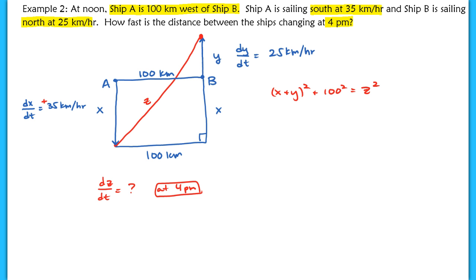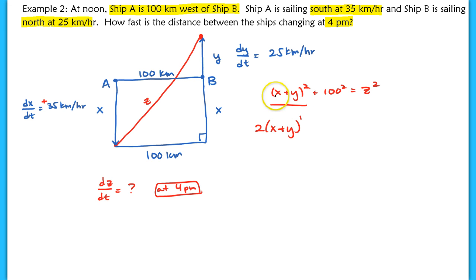All right, so if we go ahead and try to differentiate this equation here with respect to time, we'll definitely have to use the chain rule. When we look at (x plus y) squared, and try to differentiate this with respect to time, we end up with 2 times (x plus y) to the first power.